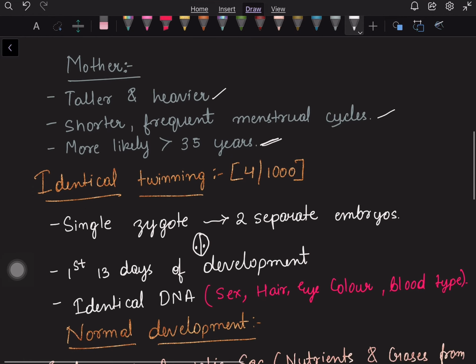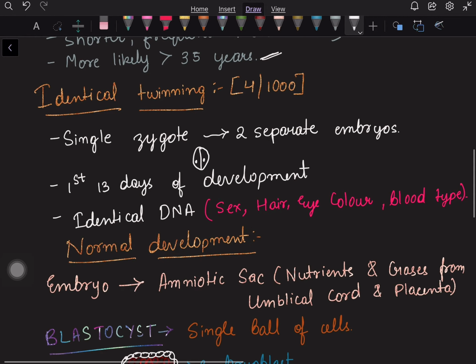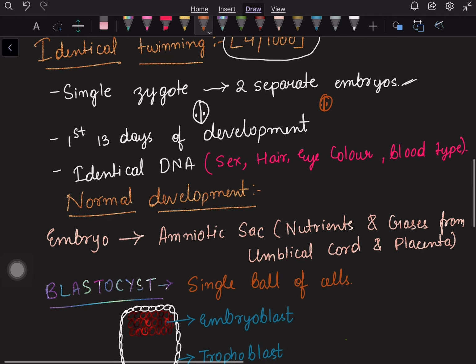Then the identical twinning. Identical twinning is rarer than fraternal twinning, with only 4 out of 1000 cases. What happens in identical twinning is that a single zygote gets separated into two embryos. There's only a single zygote, and it gets separated into two embryos. And it takes place within the first 13 days of development after fertilization. The first 13 days are responsible for identical twinning.